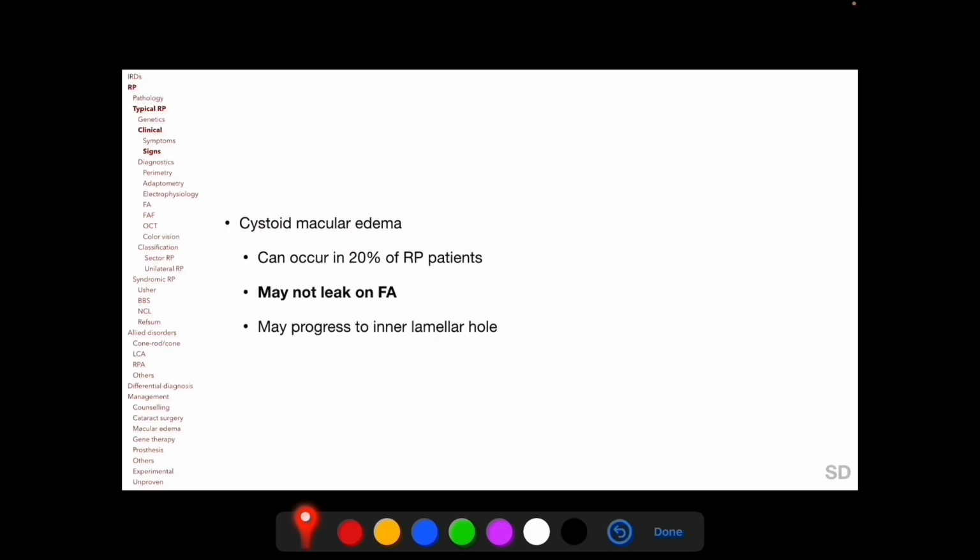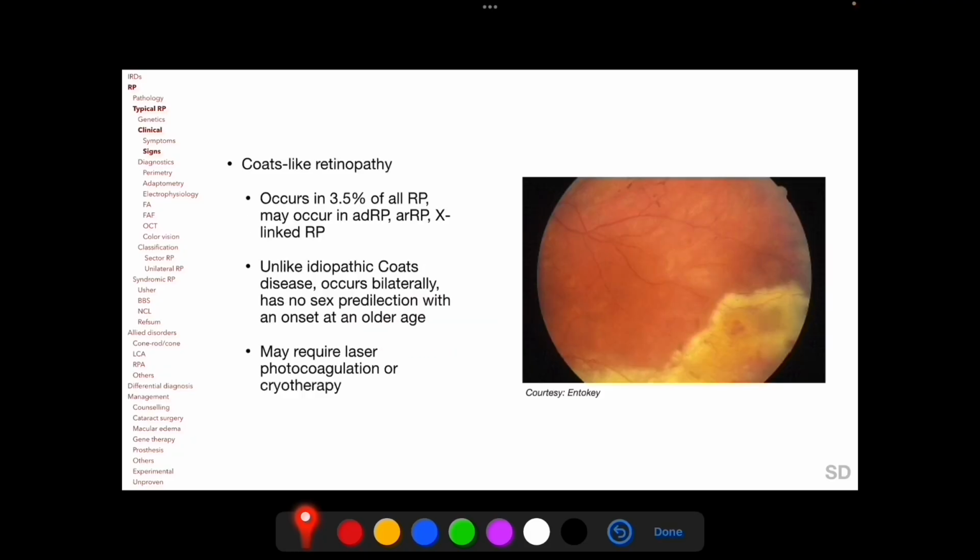Cystoid macular edema can occur in 20% of retinitis pigmentosa patients and may not leak on fluorescein angiography, and this is important to remember. Cystoid macular edema may progress to inner lamellar hole. Coats-like retinopathy, as seen here in this clinical photograph, may occur in 4% of all retinitis pigmentosa patients, but unlike idiopathic Coats disease, Coats-like retinopathy in retinitis pigmentosa can be bilateral, has no sex predilection, and has an onset at an older age.